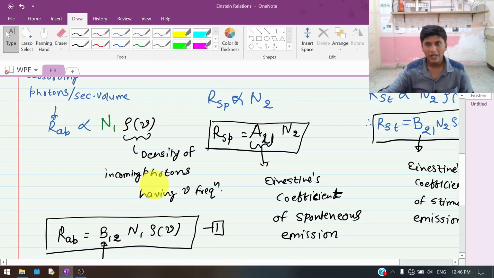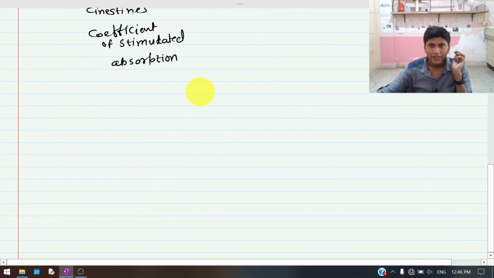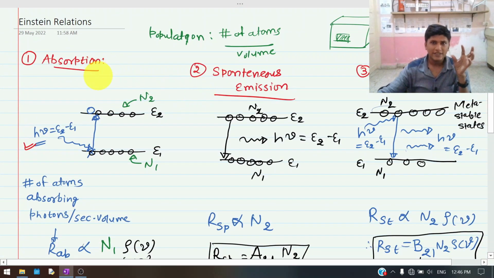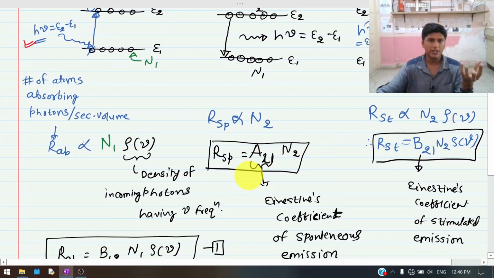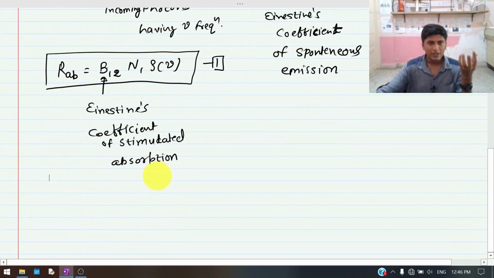So, welcome back. In the earlier video, what did we discuss? We discussed three types of processes or interactions of photons with any matter. One was absorption, another was spontaneous emission, and this third one, whose name you cannot read unfortunately, is called stimulated emission. We found out the rate for stimulated emission, spontaneous emission, and absorption. And now our journey starts.